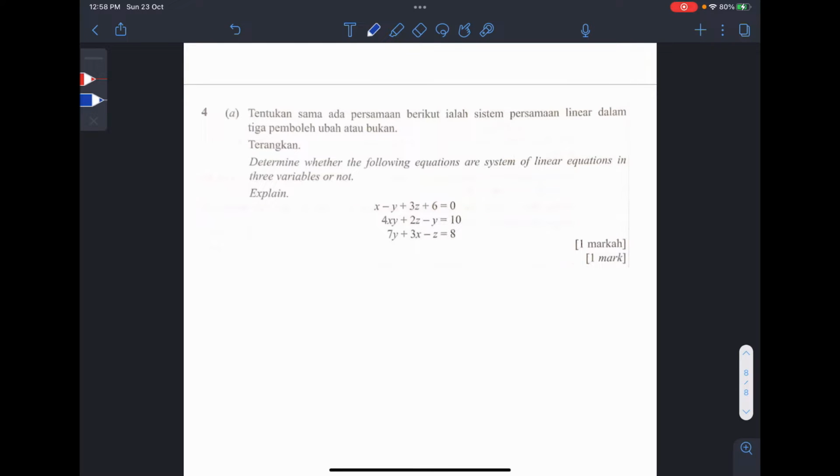Hi everyone, we are back today with another question from the Selangor Set A 2021 trial paper. The last time around we did up to question 3 and we are just going to continue on from number 4 onwards for this part of the video.